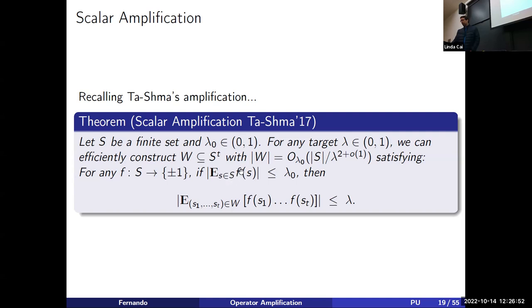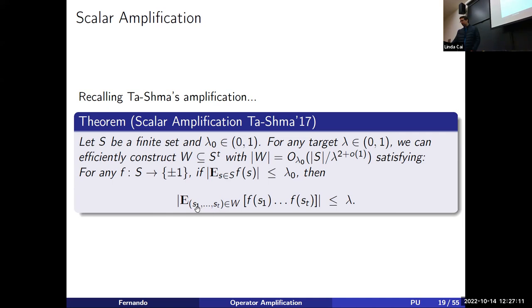And we look at the average of this function, and this is the bias. This is telling us the difference between plus ones and minus ones that you see, and you're saying that this is at most lambda naught. And what happens if the bias of this function is not too large to begin with? What you're going to form is like this.